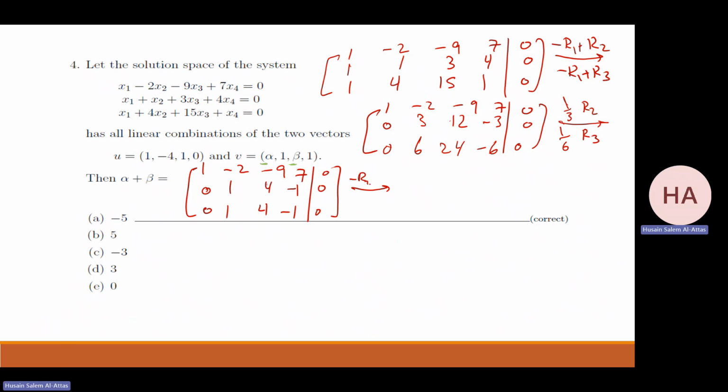Okay. Now minus R2 plus R3 gives me this: 0, 1, 4, minus 1, 0. So you have 0, 0, 0, 0, 0. Okay, so what are the free variables?